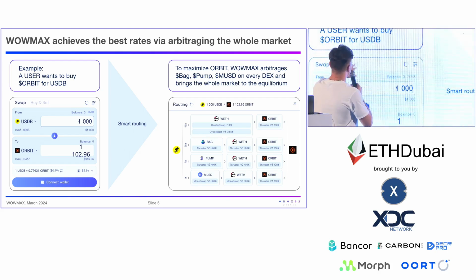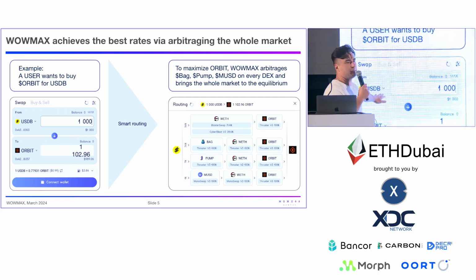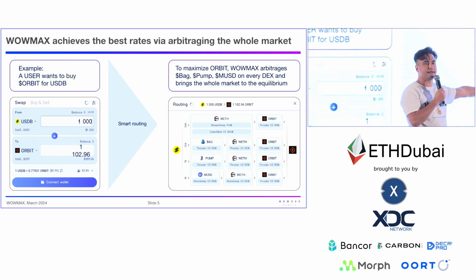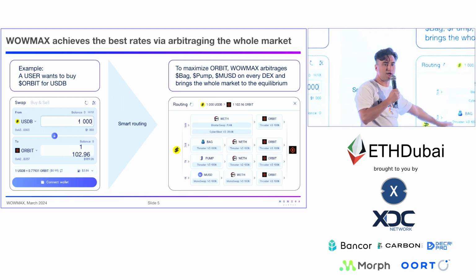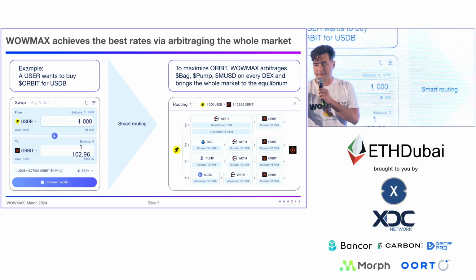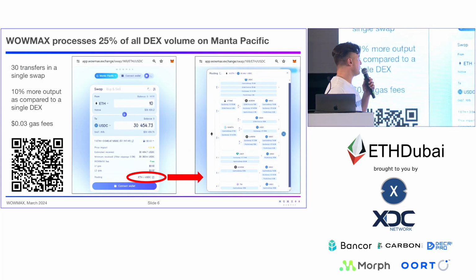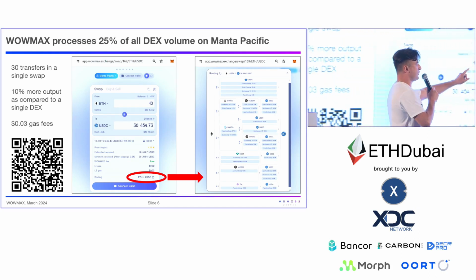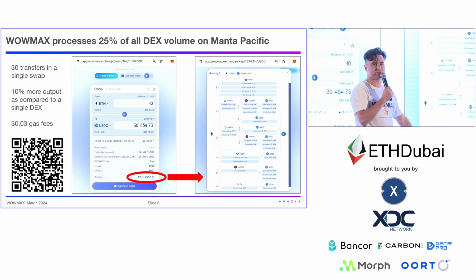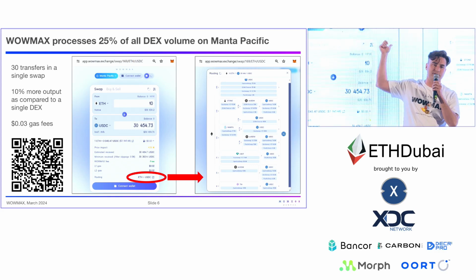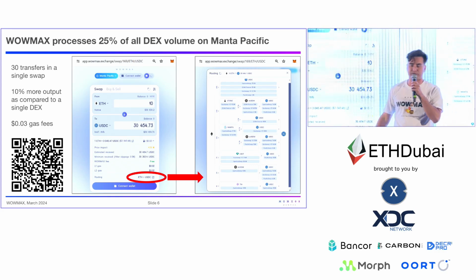For example, here, a user wants to buy the Orbit token with USDB on Blast. So instead of just buying it directly, we arbitrage all other tokens on all available DEXs to make the rate the best. This is how our routing looks on Manta, where we process a few million dollars every day. With a single swap, we make up to 30 different token transfers. Check this QR code. You can go directly to our website and see all this performance.